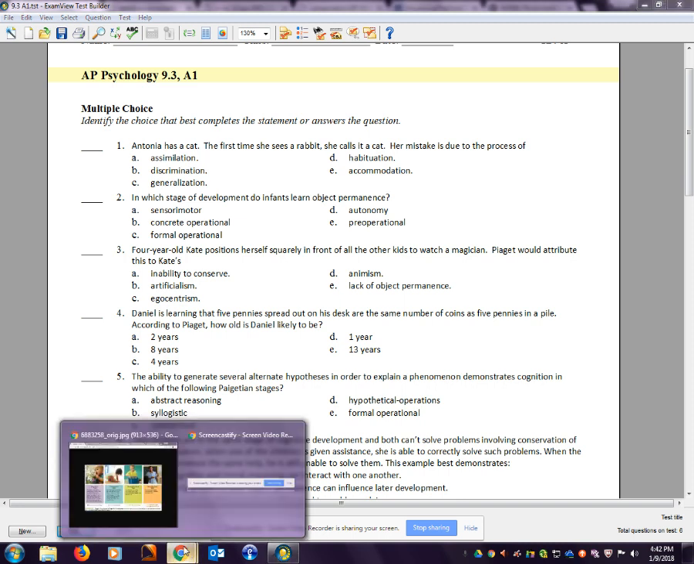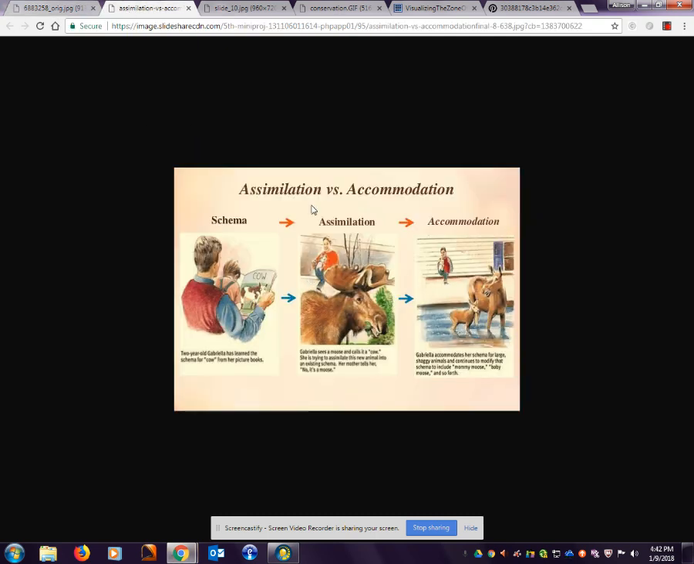A nice visual to help you understand what those are, just to remind you. So schemas are the kind of generic category, and understanding that you're learning what is something, like what does it mean to be, in this example, a cow. So 2-year-old Gabriella has learned the schema for cow. So it's just a generic, like, what is it? What exists in this category? In assimilation, she sees something that looks similar to it, and she thinks it's a cow because it kind of fits in with her schema of what a cow looks like.